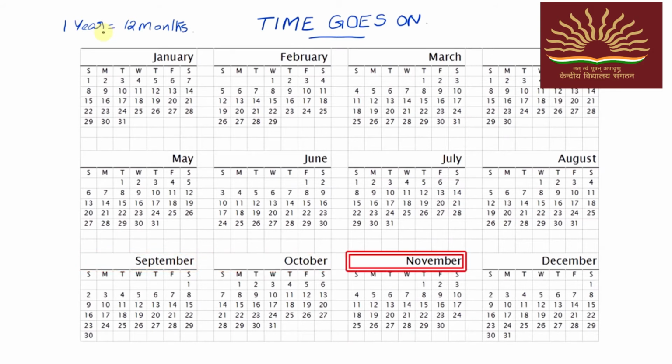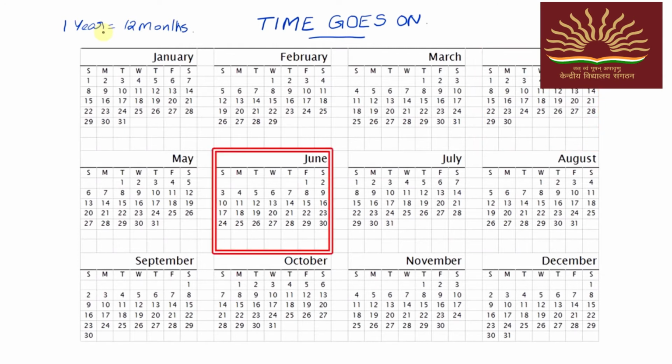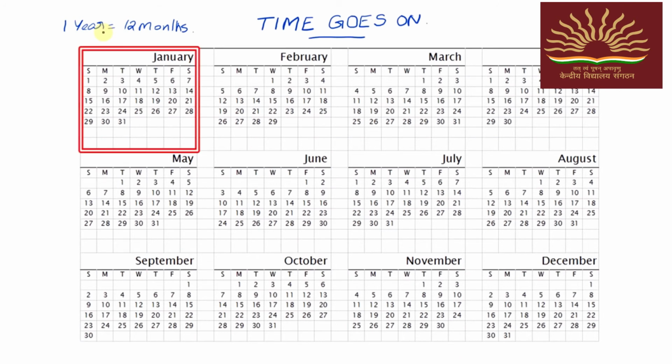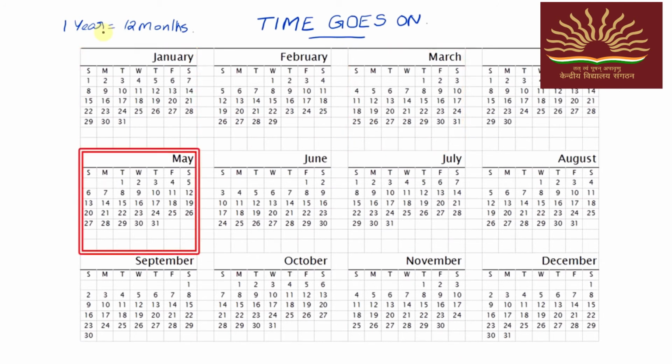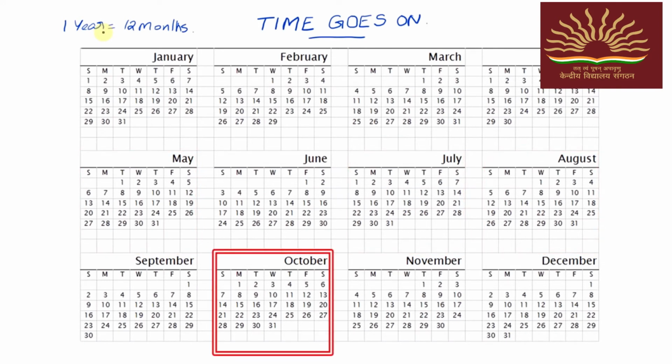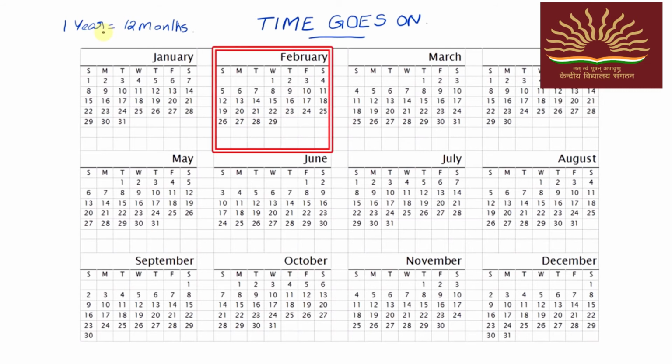Some months have 31 or 30 days. Let us see the months that have 30 days. That's April, June, September, November. Which months have 31 days? January, March, May, July, August, October and December. February is the shortest month. It has only 28 days.